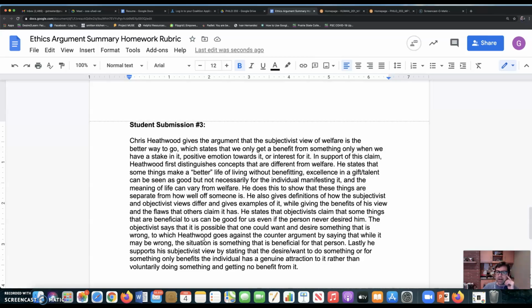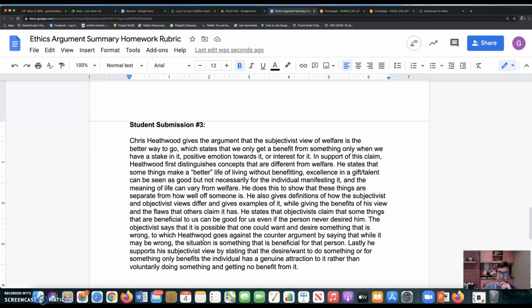secondary. He states that some things make a better life without benefiting the person living it; excellence and a gift or talent can be seen as good, but not necessarily for the individual manifesting it, and the meaning of life can vary from welfare. These are good points. It's not clear that this is the most important thing to point to in terms of what's supporting his argument. He does this to show that these things are separate from how well off someone is.